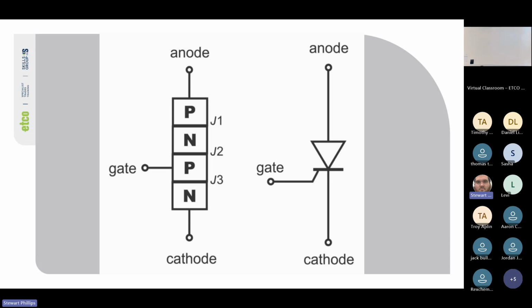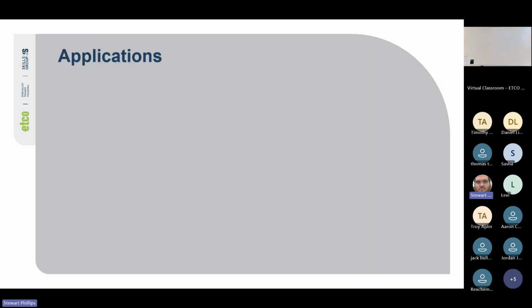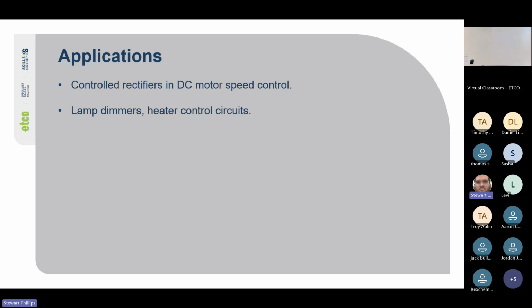Okay, we'll move on. So some applications for this. Controlled rectifiers in DC motor speed control, so when we're using AC to power DC motors. Cool. So lamp dimmers and heater control circuits, or overvoltage protection, what's known as crowbar circuits.